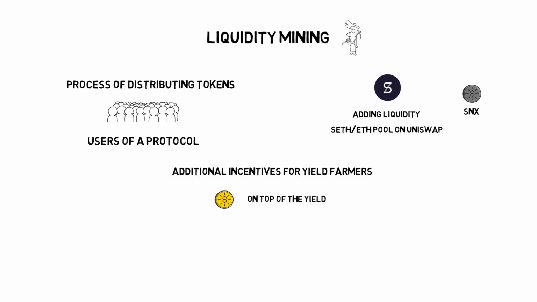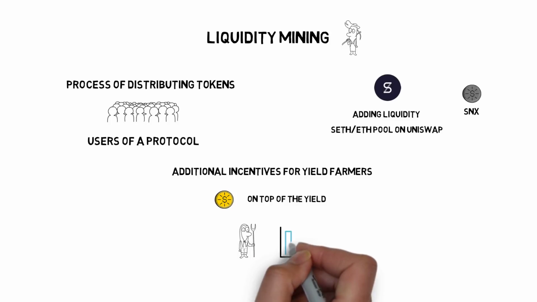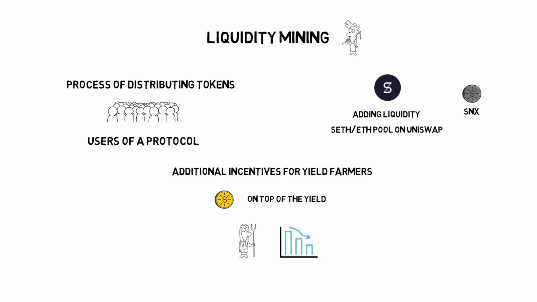Depending on the protocol, these incentives may be so strong that farmers may actually be willing to lose on their initial capital just to get more rewards in the distributed tokens, which makes their overall strategy highly profitable.